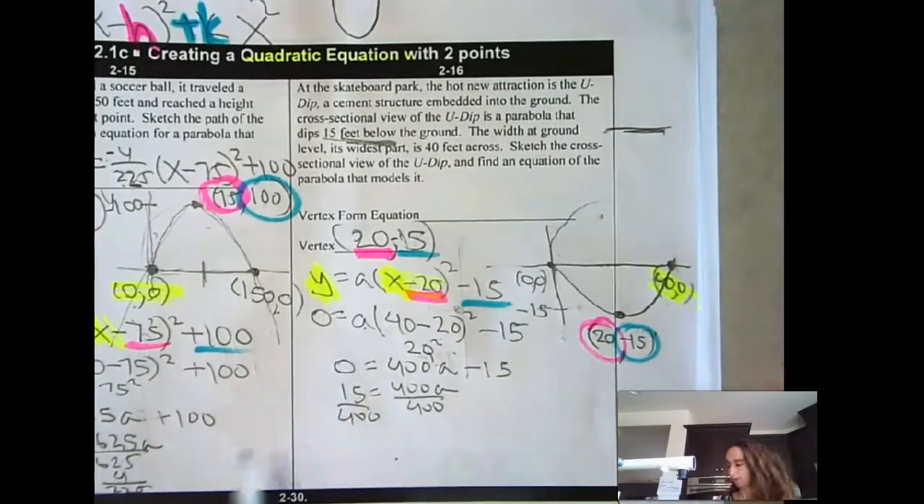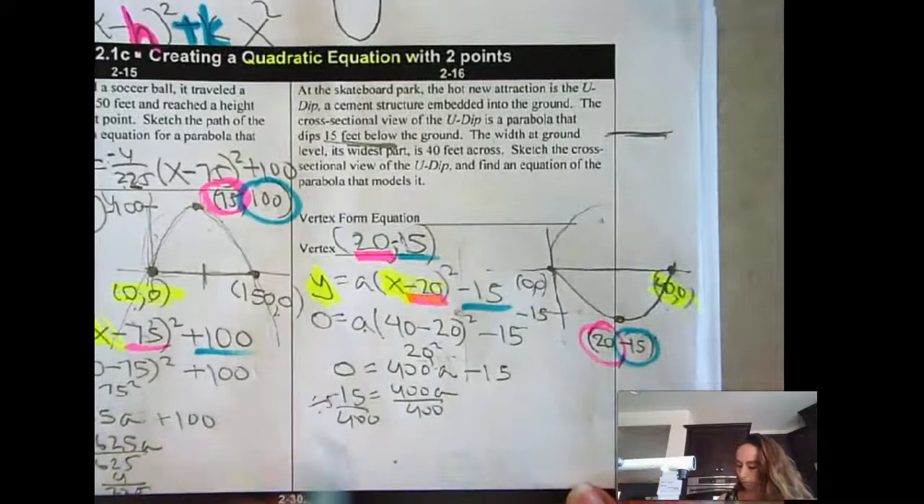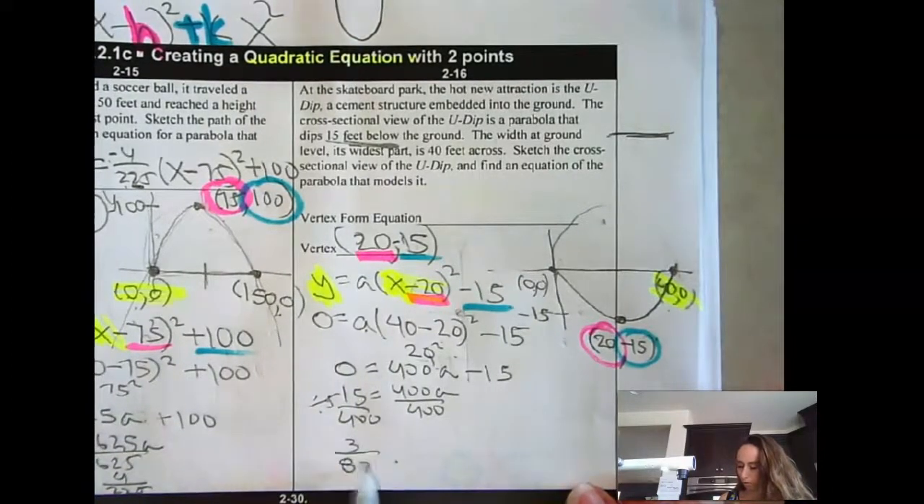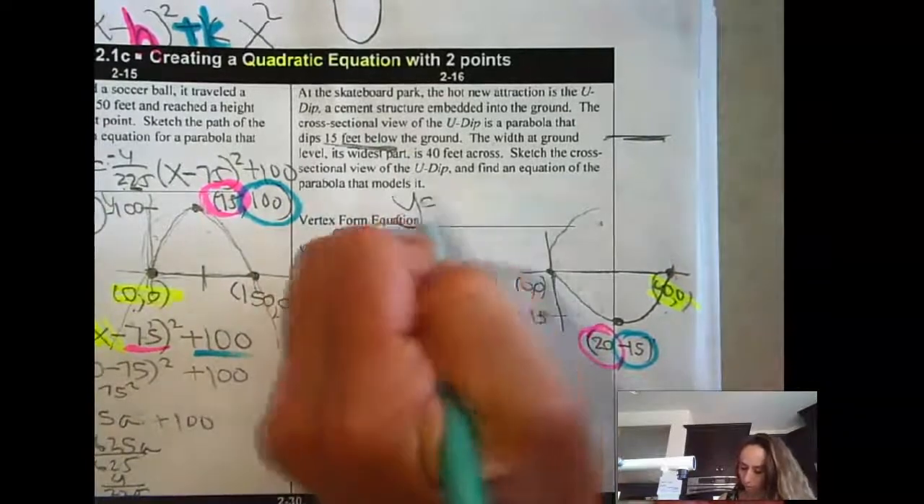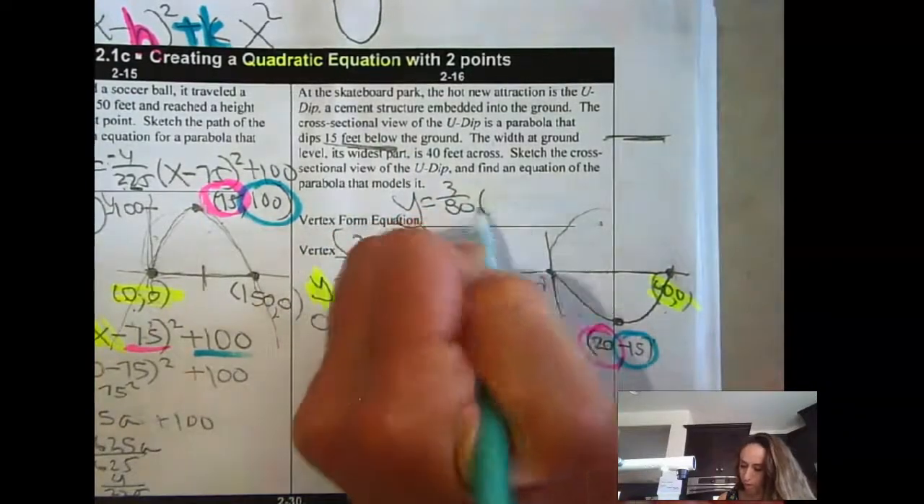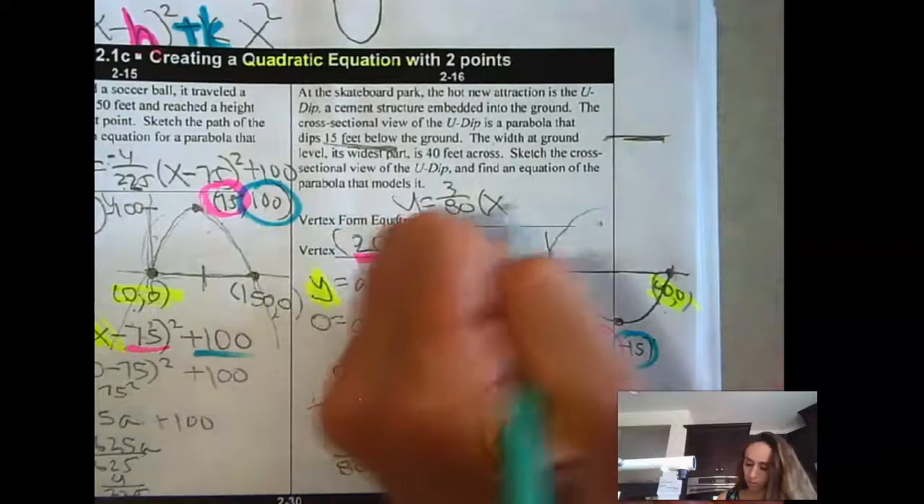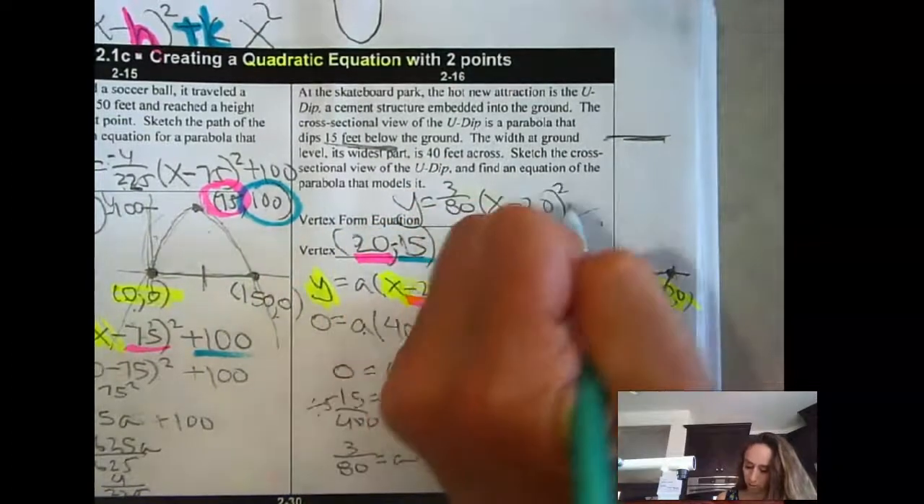Okay. And then I can use my calculator. I can divide by 5. 3 over 80 is my a. Therefore, y equals 3 over 80, x minus 20, squared minus 15.